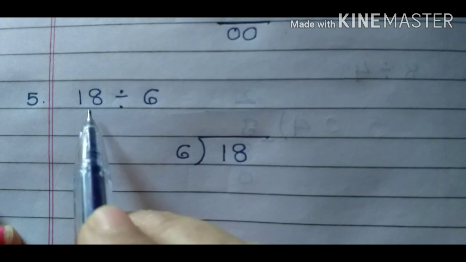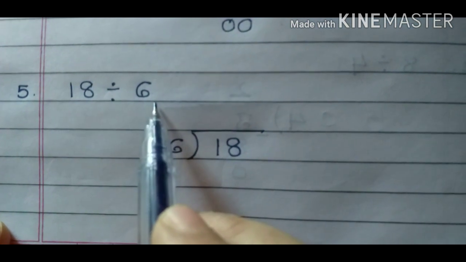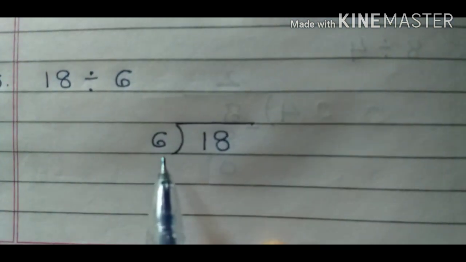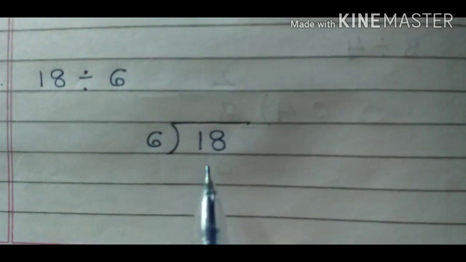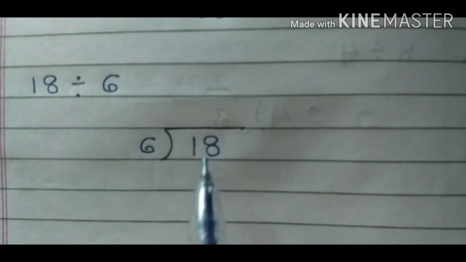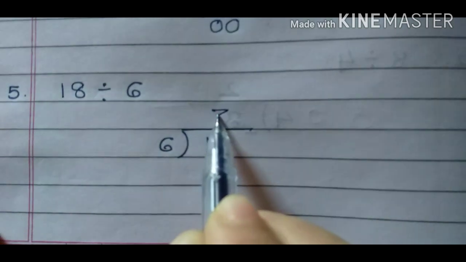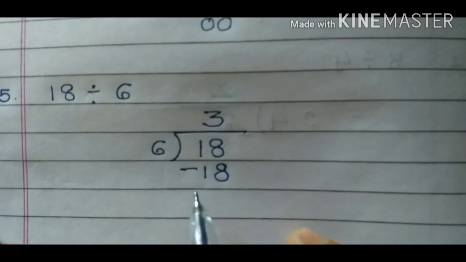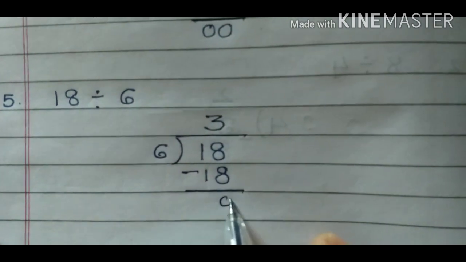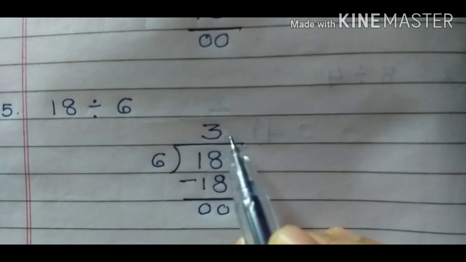The fifth sum is 18 divided by 6. So you have to say the table of 6 up to 18. 6 ones are 6, 6 twos are 12 and 6 threes are 18. So write down 3 on the upper side and we have to subtract 6 threes are 18 from 18, and 18 minus 18 is 0 and our answer is 3.